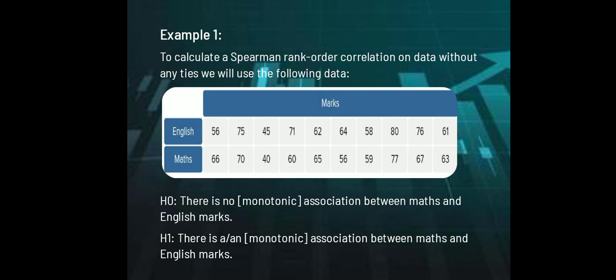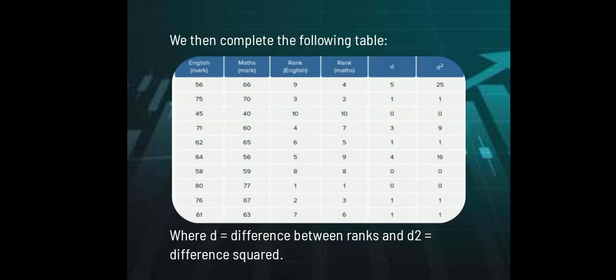So, we will state the hypotheses for this data. H0 is there is no monotonic association between maths and English marks. And H1 is there is a monotonic association between maths and English marks. So we then complete the following table. As you can see, there are the English scores and the math scores, and also the ranking of English scores and the ranking of math scores, from which we will get their difference, or D.